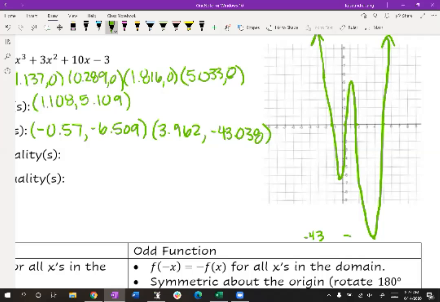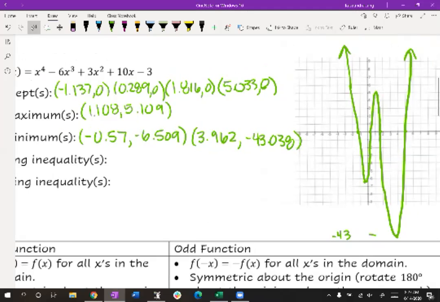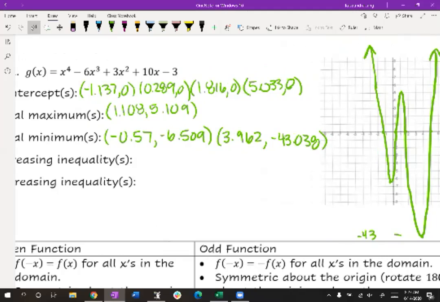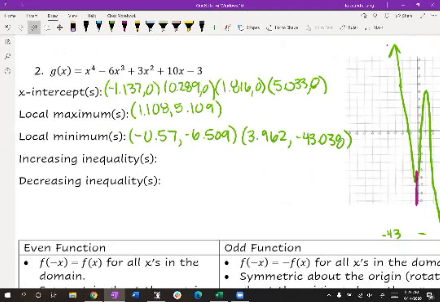All right, so with the graph, I can use that to get my increasing and decreasing inequalities. As I go left to right, I'm going down at the beginning, right? Decreasing until right there. So I am decreasing from, it looks like negative infinity up to this x value, which was one of my minimum x values. It was x value of negative 0.57.